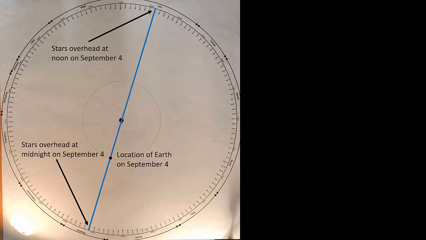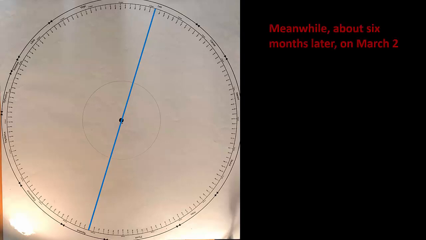That's in the constellation of Aquarius. And I can vouch for that. Early September, you can see the stars of Aquarius in the nighttime sky. Meanwhile, about 6 months later, on March 2nd, that's where the Earth is going to be. It's traveled halfway around the Sun since September 4th. And so now it's up there.